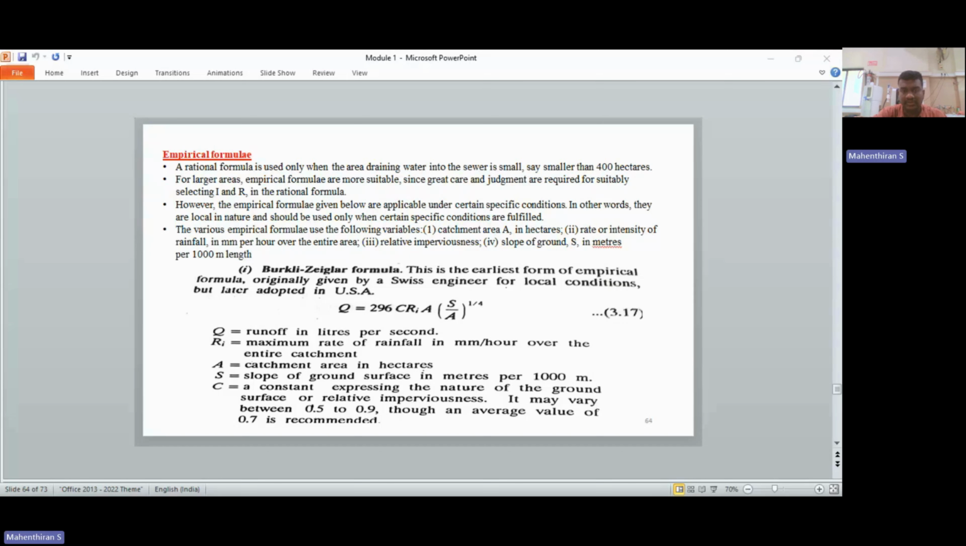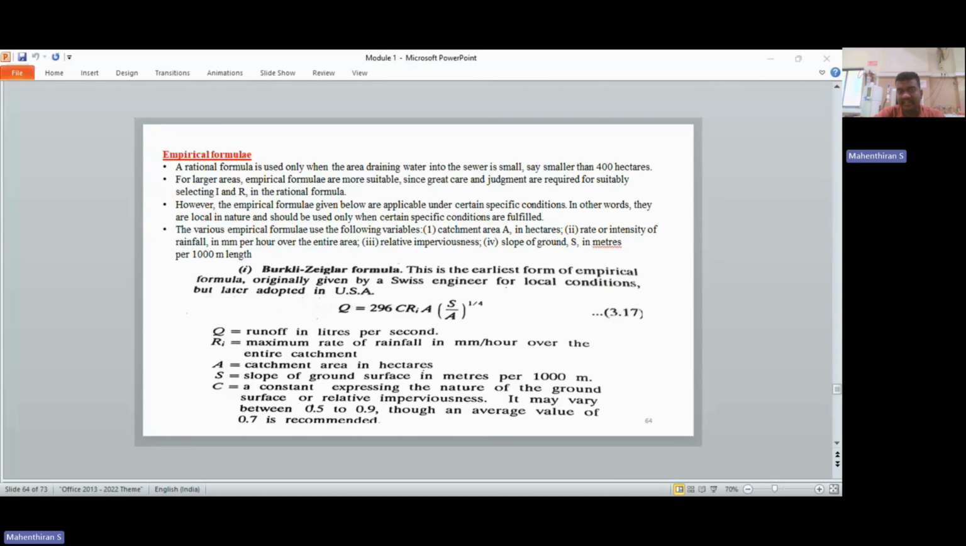We are going to discuss here a category of runoff estimation methods known as empirical formula. We will understand in this session when they are used, why they are needed, and we will look into the most well-known empirical formula, the Berkeley-Ziegler formula. Now, first you look at the slide.